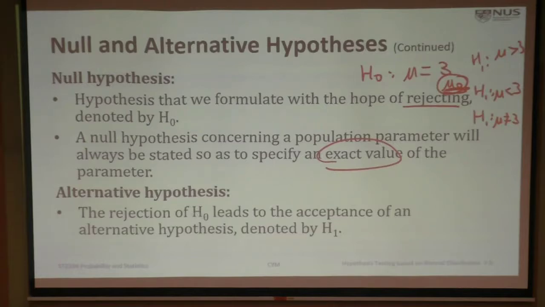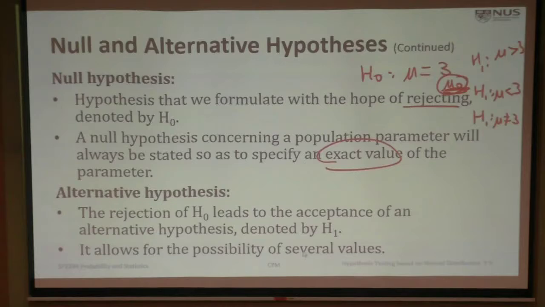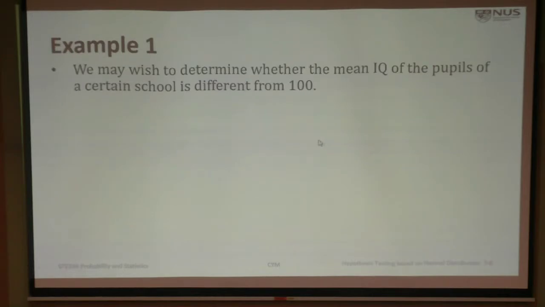All right, so the rejection of H0 leads to the possible acceptance of the alternative hypothesis. It may consist of several values or an infinite number of values. For example, even this one has an infinite number of values. Any value greater than 3 is considered as the alternate values. All right, let's look at this example.